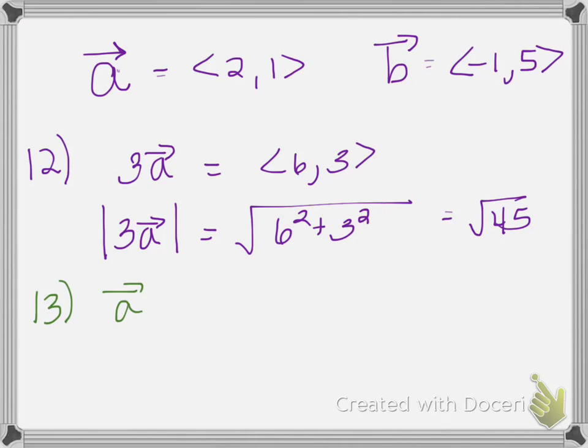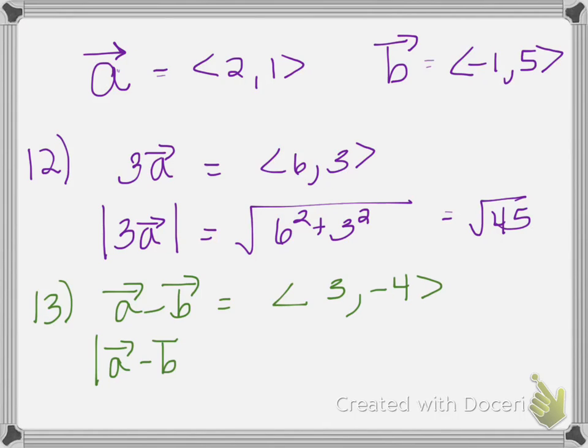If they wanted you to find A minus B, you just subtract, just like it says, and you start with A. 2 minus negative 1, 1 minus 5. And then if it wanted the distance or the magnitude, you do Pythagorean theorem with that. 3 squared plus 4 squared, so you get 5.